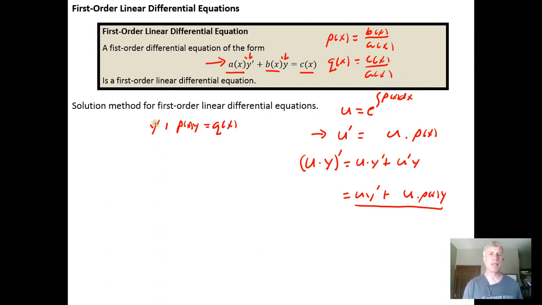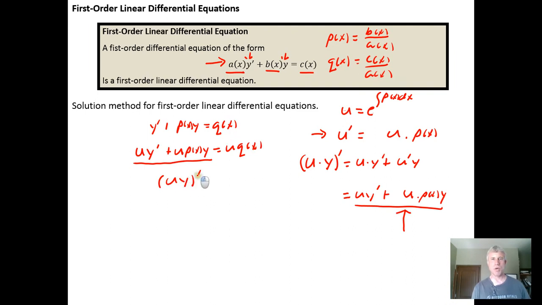And so when I look at my first order linear differential equation right here, what I want to notice is that if I multiply both sides by u, I'm going to get u times y prime plus u times p of x times y equals u times q of x. And this right here is exactly what I have right here, which means that this is just the derivative of u times y.